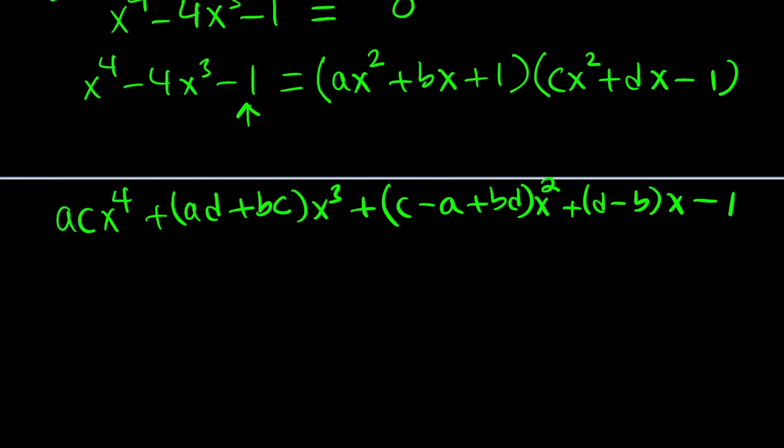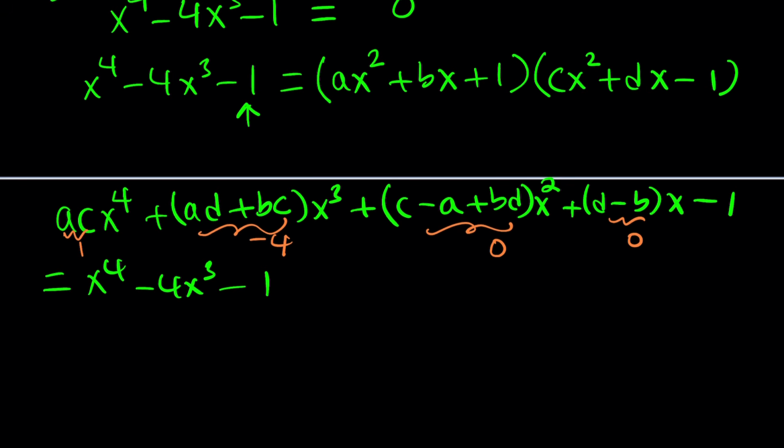Now you want to compare this to x to the fourth minus 4x cubed minus 1, which means this is equal to 1. Like we said earlier, a and c don't have to be 1, 1, and negative 1, negative 1. And this needs to be negative 4. This needs to be 0. This needs to be 0. And negative 1 matches up with negative 1. Okay? So far, so good.